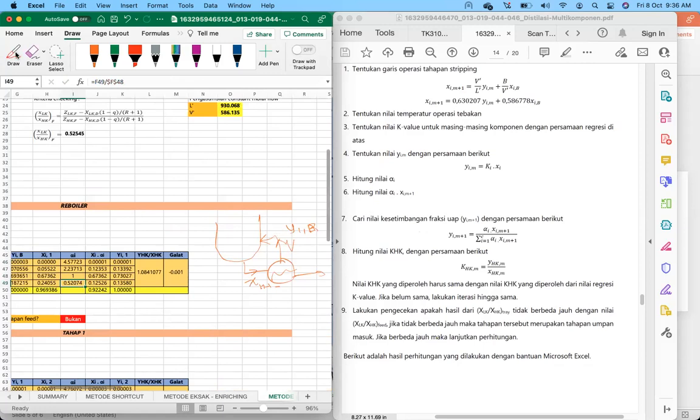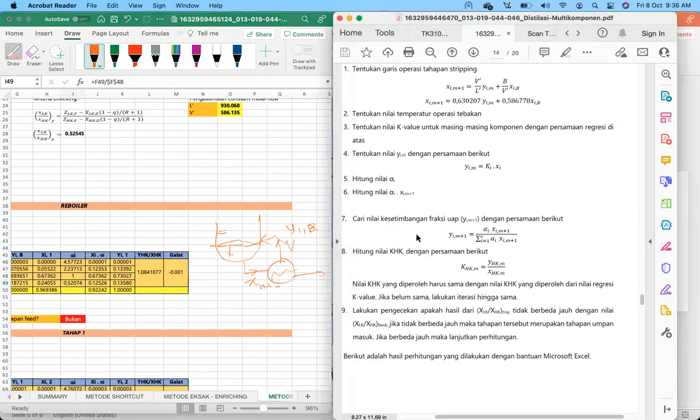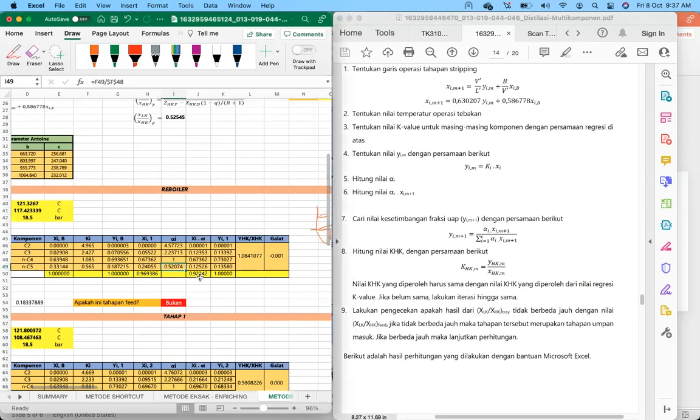that one there, okay, and then this is the tray, for example. You want to get the x1, and then find the kesetimbangan fraksi uap by alpha xi divided by the sum of alpha xi, m plus 1. Okay, again like this, and then you can also find the y there.